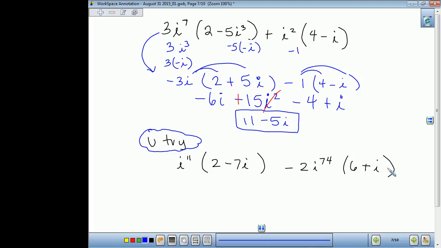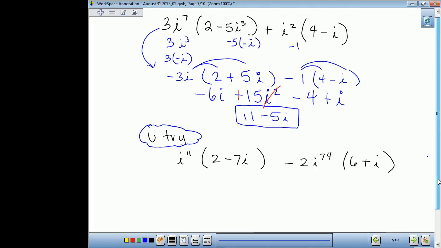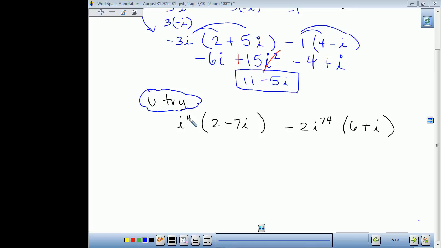Alright. Let's do it. Okay, I'm not going fast, but I need you to be quiet and let everybody understand. When I divide 11 by 4, what is the remainder? 3. So this simplifies to i to the third. And i to the third is negative i. Okay, do we get that? Yeah. Alright. So that was step 1.